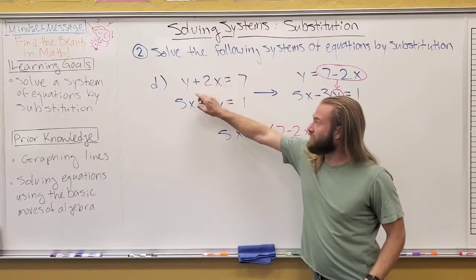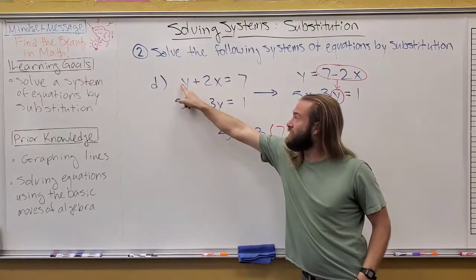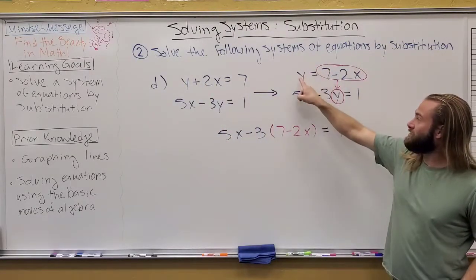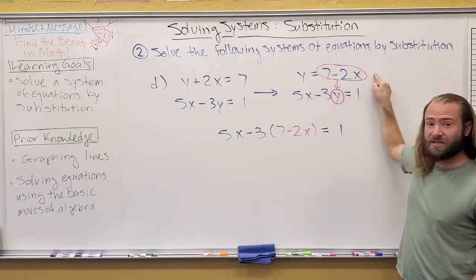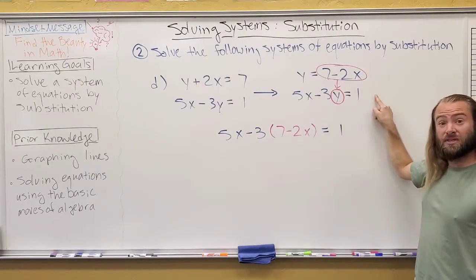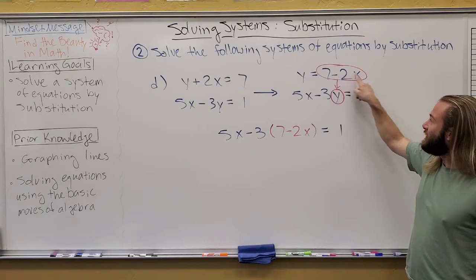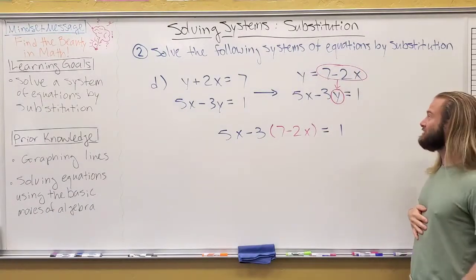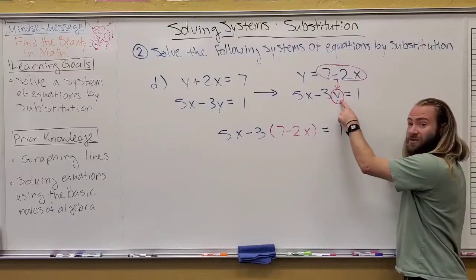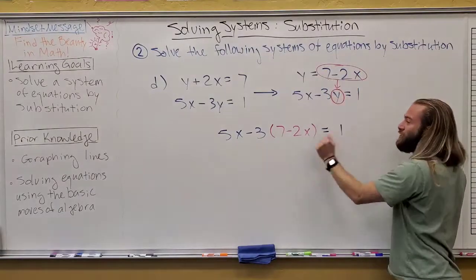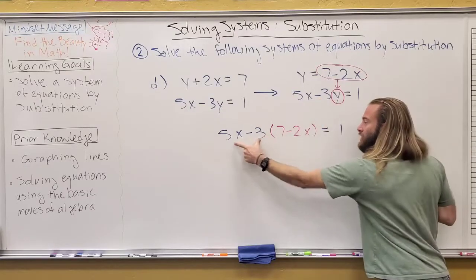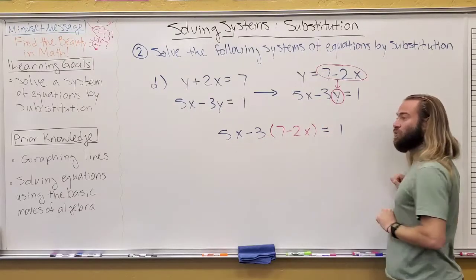The easiest way to solve here is solving this equation for y. So we'll subtract 2x over there, and we'll rewrite the system so y equals 7 minus 2x is on top, and we leave the bottom one the same. Now this can always be substituted anywhere you see a y. So here's a y in the other equation, and we can replace that with 7 minus 2x. So 5x minus 3y equals 1.